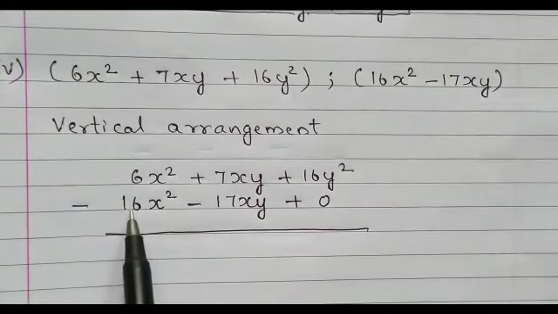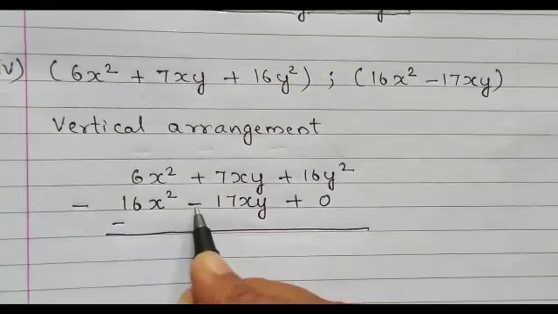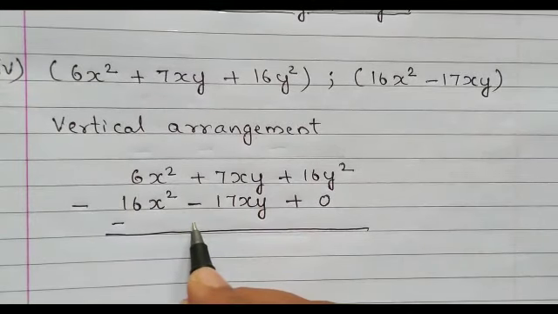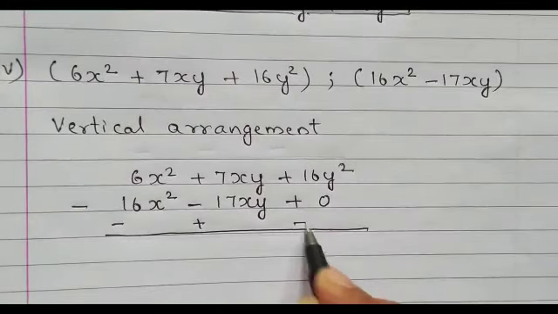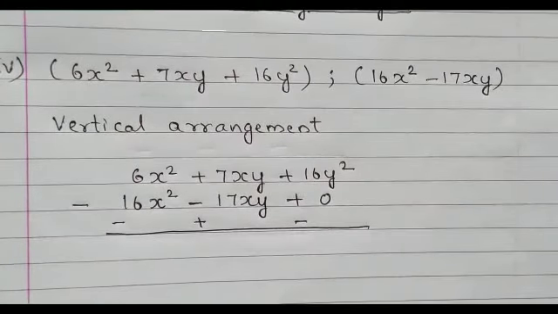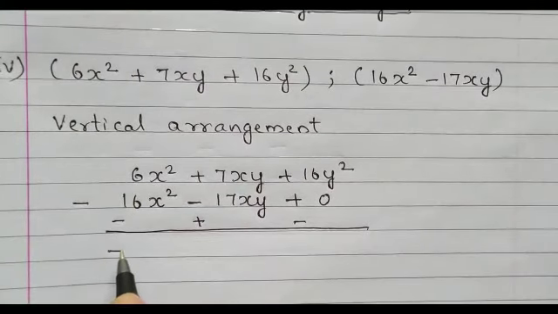So the sign will change. Plus 16 will become minus 16x square. Minus 17xy will become plus 17xy. And here also it will change to minus. So here the bigger number is negative, so your answer is going to be negative.